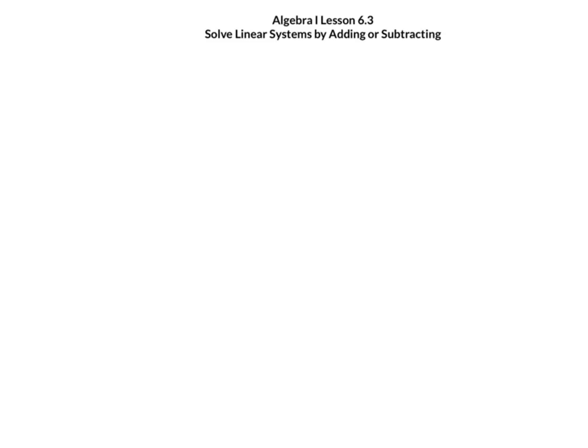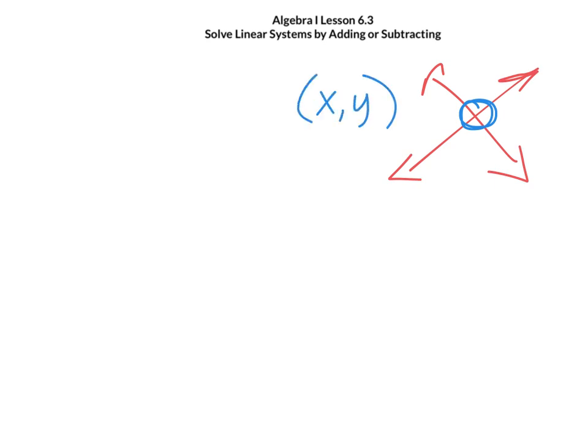All right, so we're going to learn lesson 6.3, solving linear systems by adding or subtracting. Remember, when you're solving a linear system, essentially, you're thinking about two lines that cross somewhere, and the point where they meet is the answer. So solving linear systems is always going to produce an x and y as your answer. This would be the one solution answer. One solution.